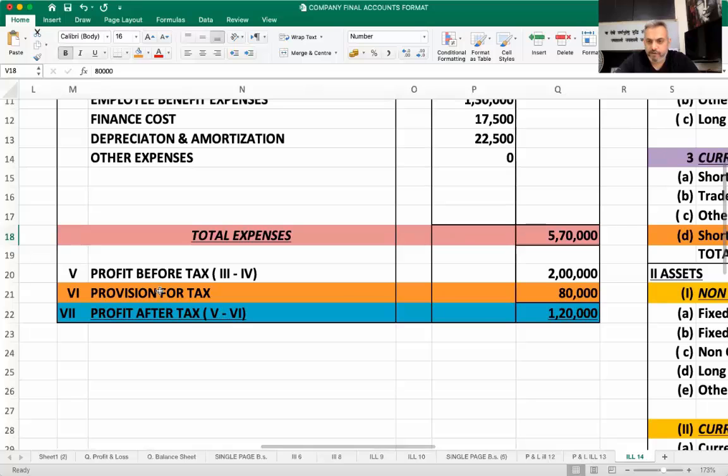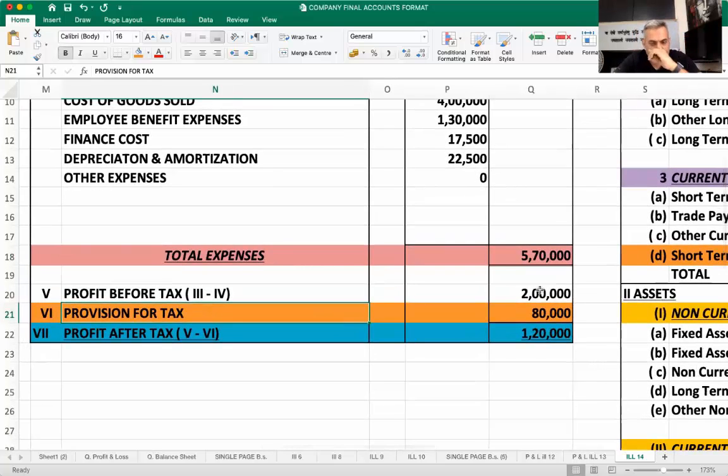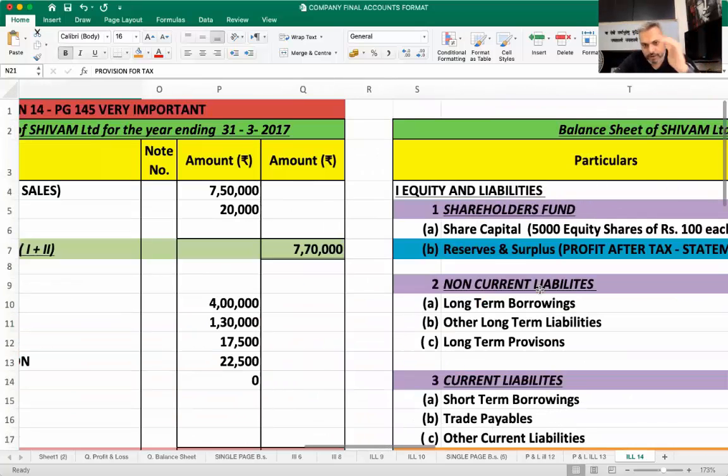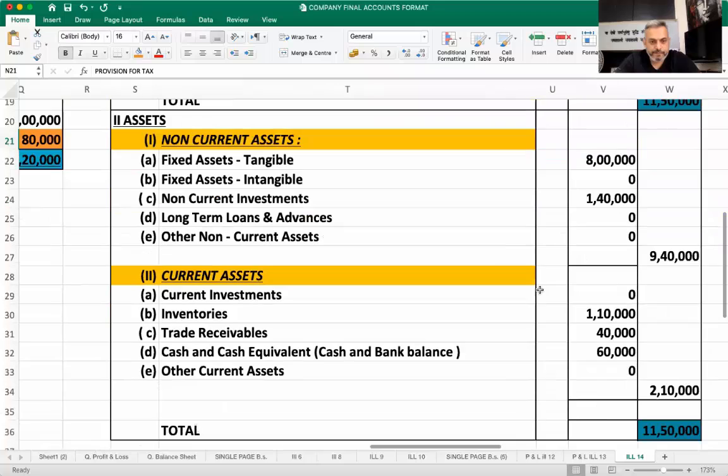From where will they come? They'll come from your provision for tax, which is a short-term provision, and profit after tax, which is transferred to capital. So over here, what is capital? We don't add it to shareholders' equity share capital. We treat it separately as reserves and surplus. So that's why it will come over here.